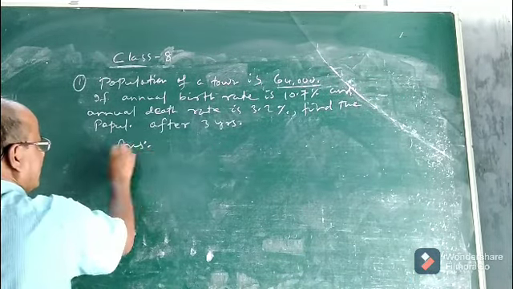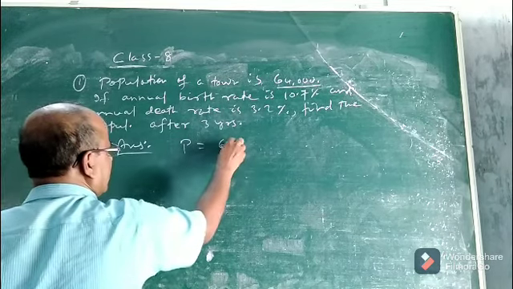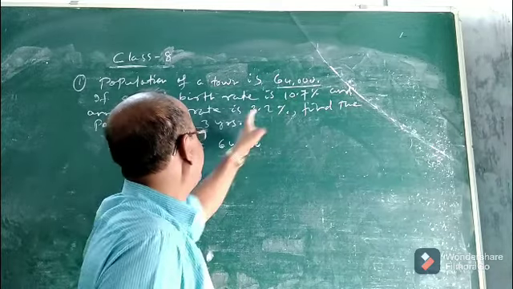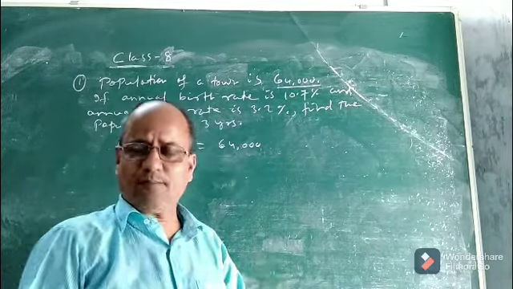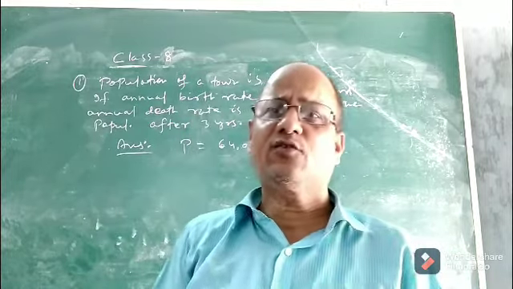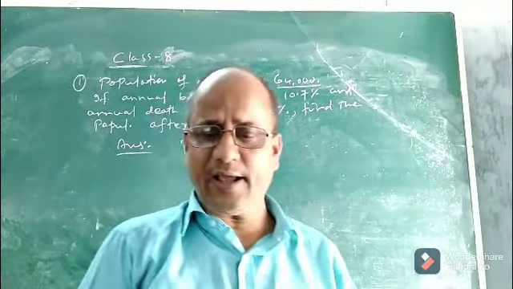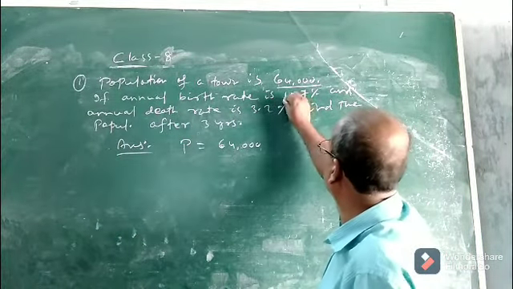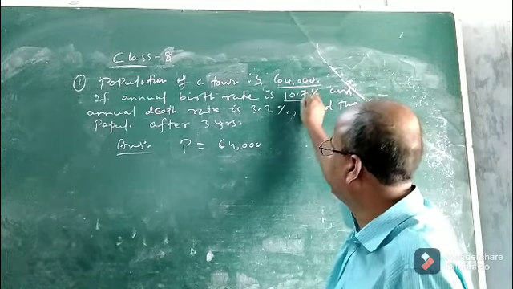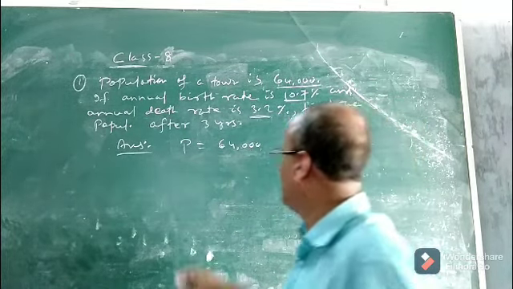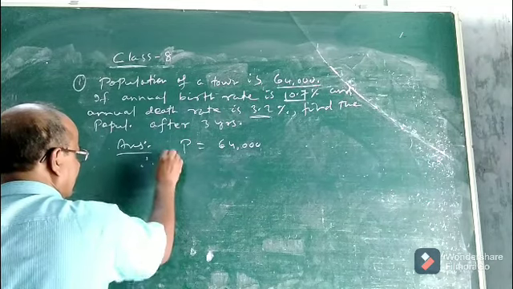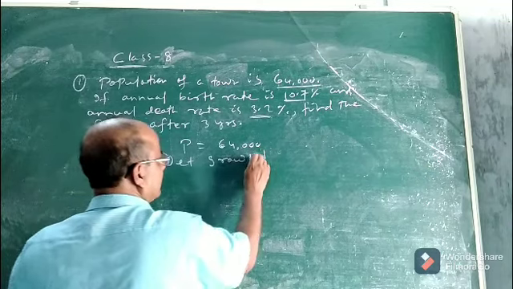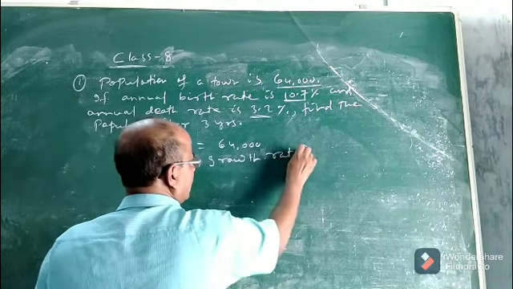Now see, children, this is the present population. So the present population P is given, 64,000. Now this is the annual birth rate and this is the annual death rate. If the annual birth rate and annual death rate are given, first we have to find the net growth rate. Who can say? If this is the percent of birth rate and this is the percent of death rate, then what will be the net growth rate? How to get it?